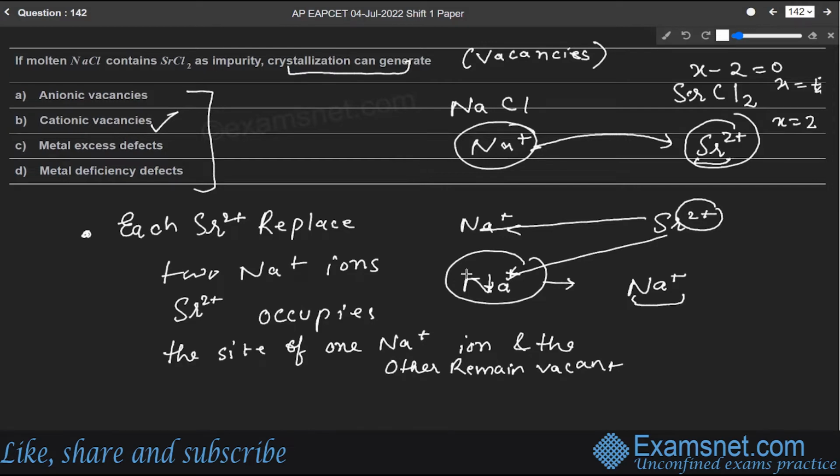So yes, again, this is an important part. Each Sr2 positive replaces two Na positive ions. Sr2 positive occupies the site of one Na positive ion, and the other remains vacant. Exactly what I have told you. Now let's look at the next question.